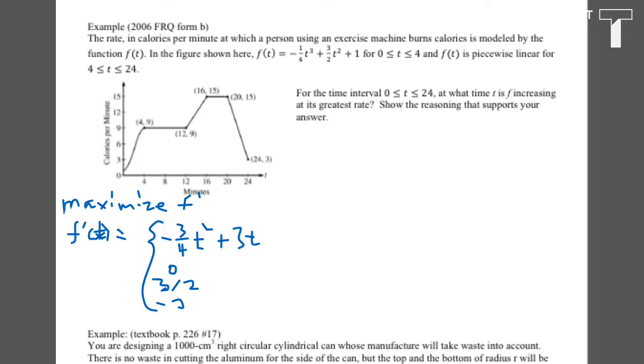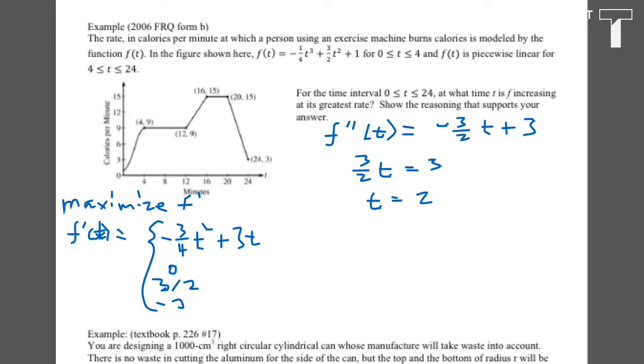So I want to maximize f prime, so I'm going to need critical points for f prime. I can find critical points of f prime by finding f double prime of t and setting it equal to 0. So f double prime of t is negative 3/2 t plus 3. I'm going to set that equal to 0. All right, now I have my critical point.